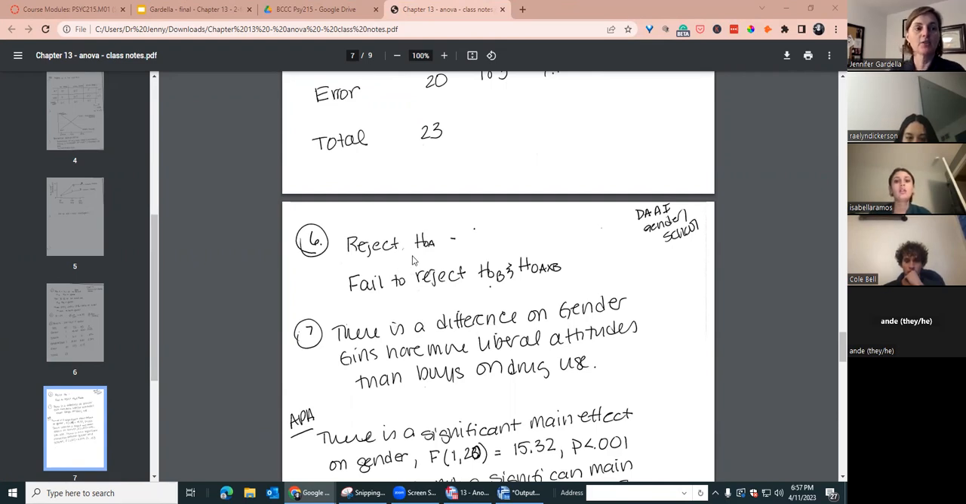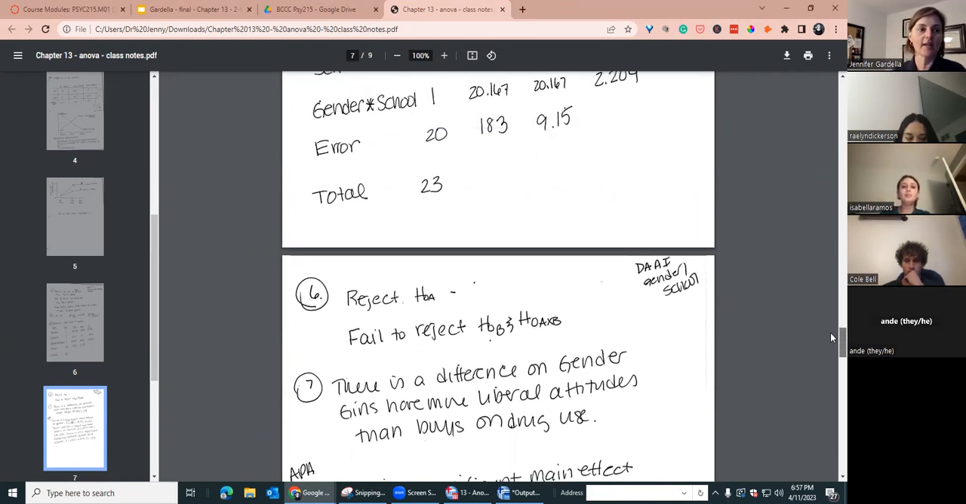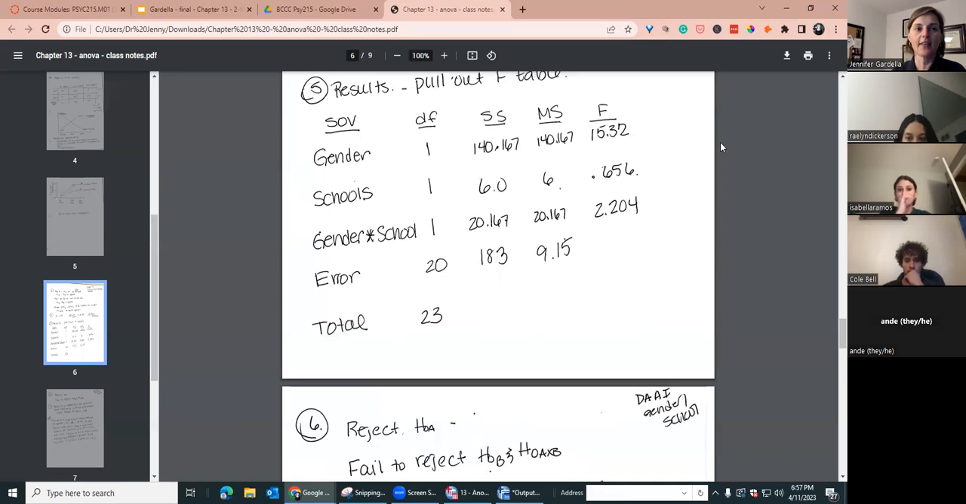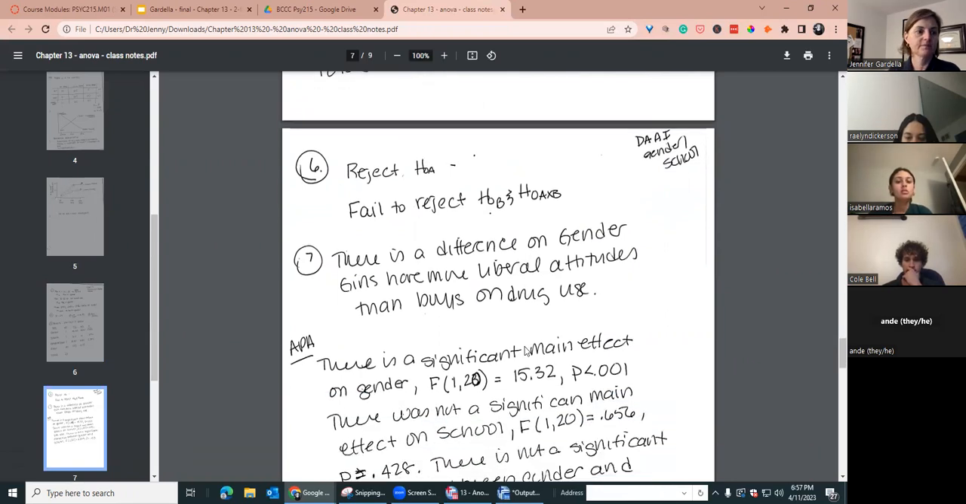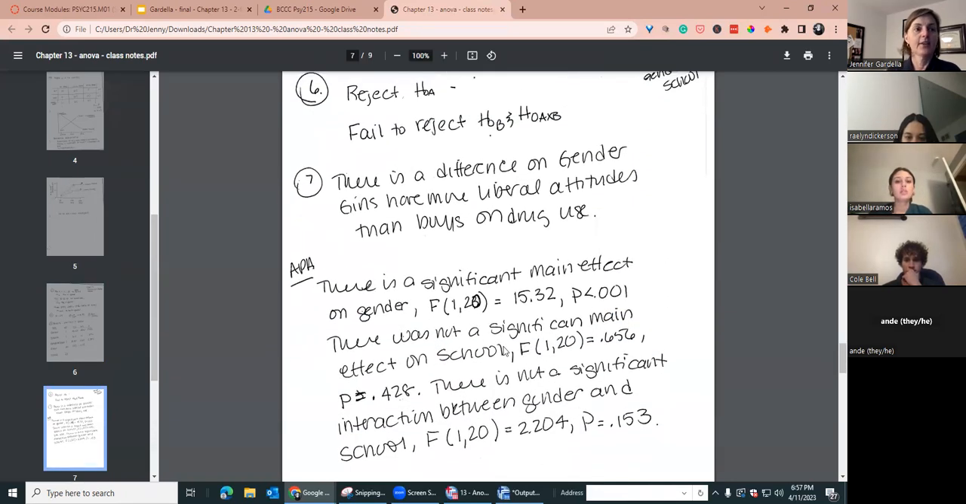So here we're going to reject just the first one. This is the only F that is significant. We're going to fail to reject that there is a difference in school, and in the interaction. So we say there is a difference on gender. Girls have more liberal attitudes than boys on drug use.